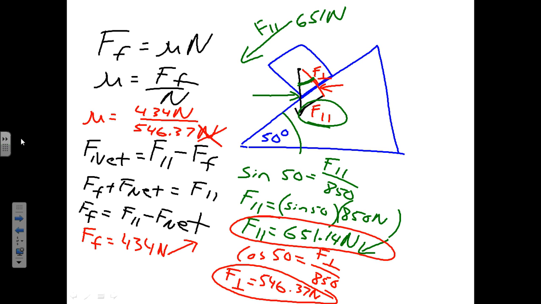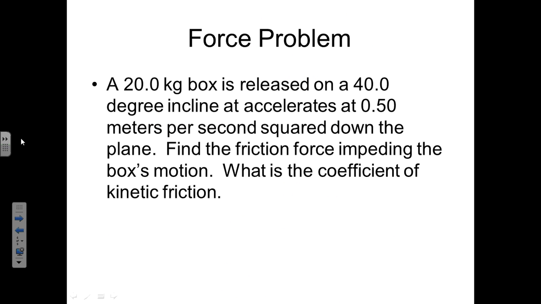The newtons cancel. Coefficient doesn't have any units. So we divide that out. 434 divided by 546.37. So we end up with a coefficient here, with 3 sig figs, which is what we need, of 0.794. Everybody okay with that? All right, let's do one more of these. It will help everybody on the next quiz.